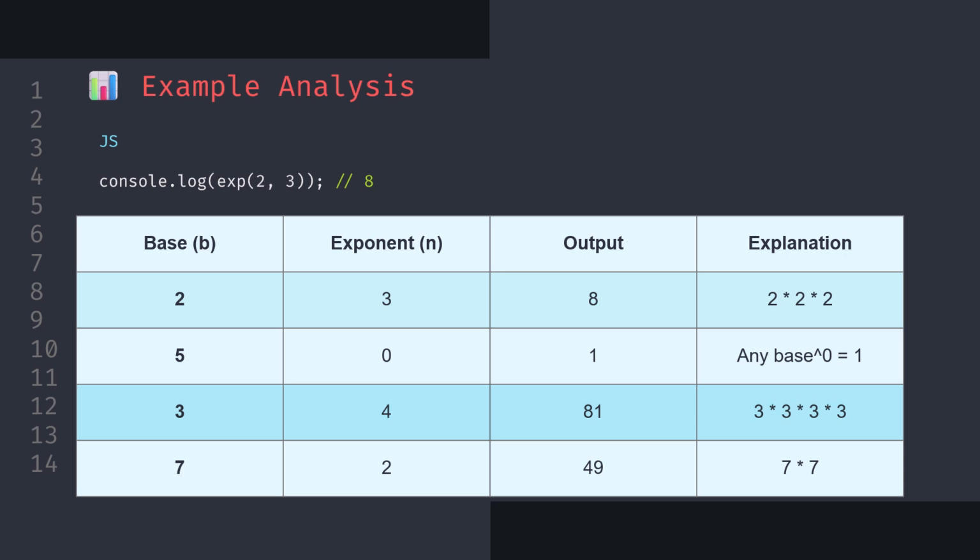This table shows a few combinations of base and exponents. You'll notice how b to the power of 0 always equals 1, which is important to remember. You can use this function with any positive integers. Try plugging in your own values to get more practice.